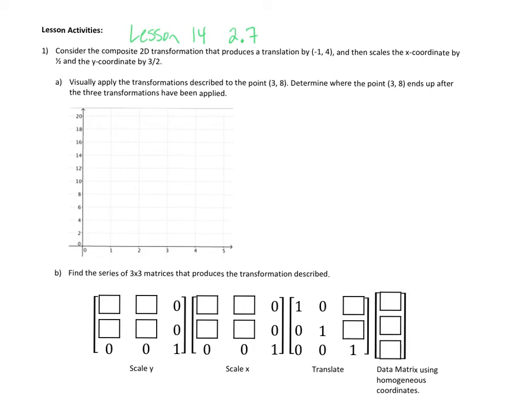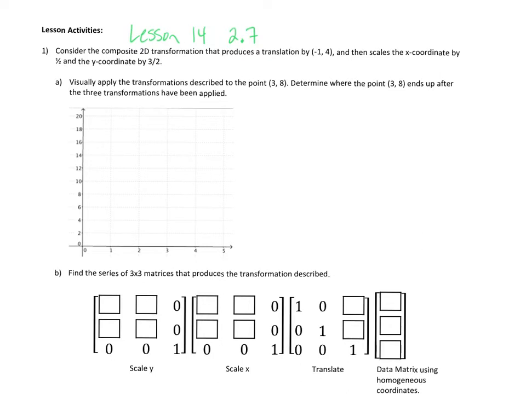Okay, these are the lesson activities for section 2.7. We're going to consider the composite 2D transformation that produces a translation by (-1, 4), left 1, up 4, then scales the x-coordinate by a half and the y-coordinate by 3/2. So we're going to visually apply this transformation to just one point, (3, 8). We want to determine where that point (3, 8) ends up after the 3 transformations have been applied.